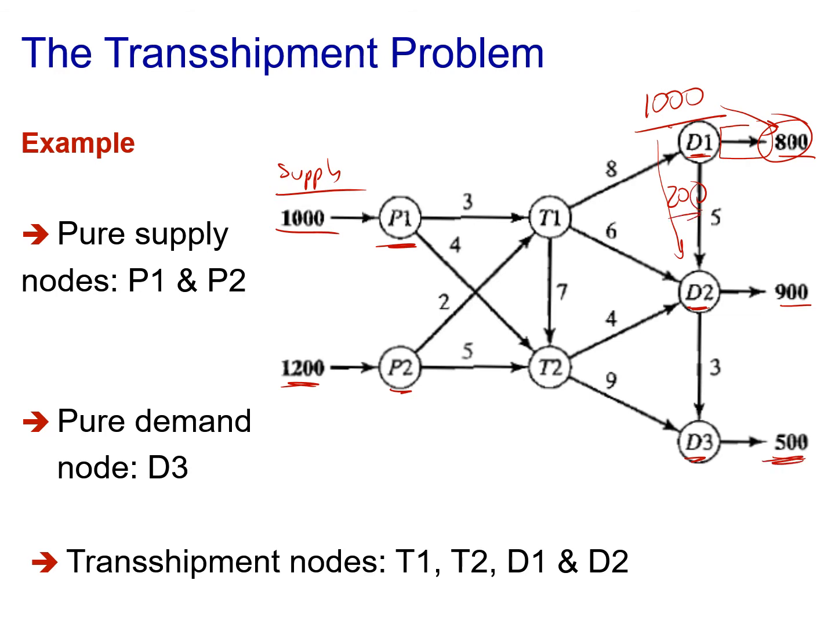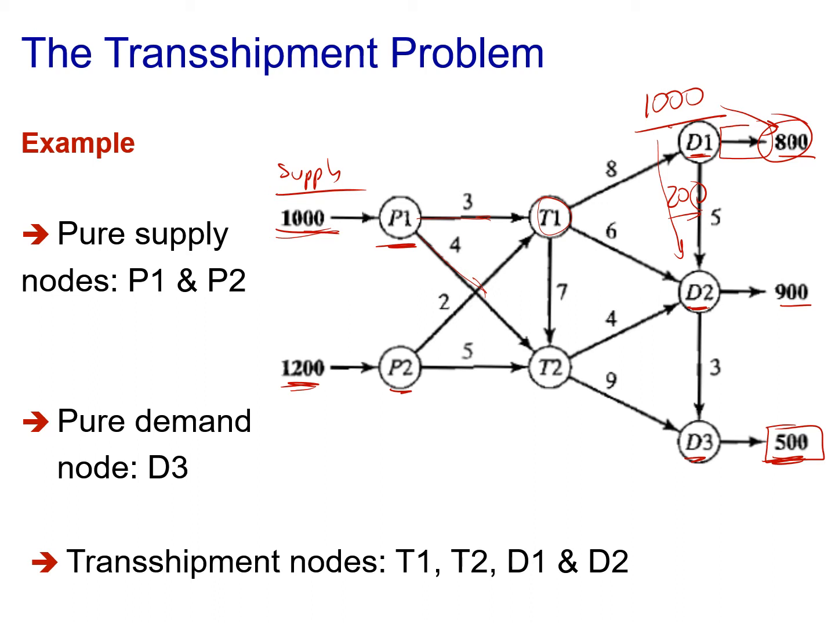But for D3, you see there are no other nodes that it ships to, it only receives. And the amount that it needs to receive is 500. Okay, look at P1 and P2. They are only sending units outwards. They are not receiving anything. And look at T1. T1 doesn't have any supply or any demand. It just receives and sends.